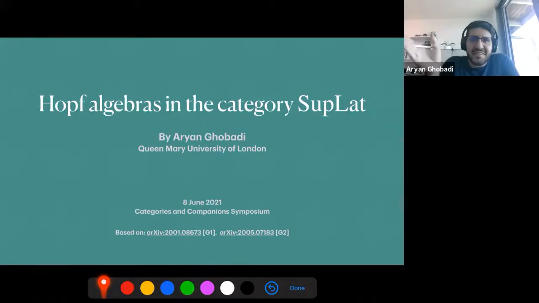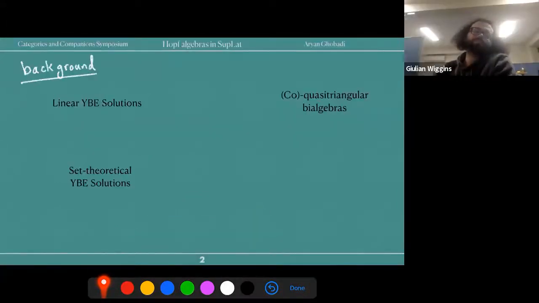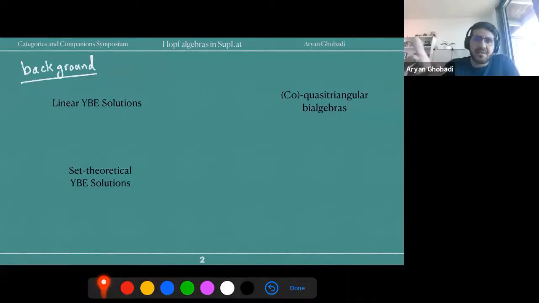So it's a little bit misleading. I'm not going to talk about Hopf algebras in the category of SupLat. I'm going to tell you why we should think about Hopf algebras in the category of SupLat. And that's going to be a very categorical journey. But first, I want to tell you some motivation and a very concrete problem that I want to solve, and then I end up in SupLat because I want to solve this problem.